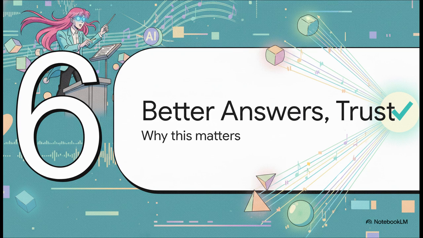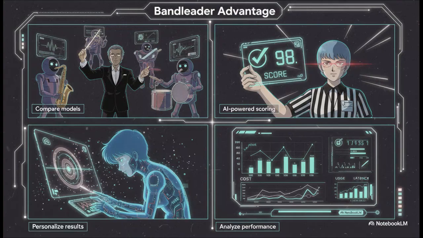So, let's pull this all together. What's the real point of all this? Why conduct a whole AI orchestra instead of just playing a solo? Well, it really boils down to two things: getting much better answers and having much greater trust in them. The advantage here is pretty clear. You get to compare the world's best AI models against each other in real time. You have an AI-powered referee finding the best, most trustworthy answer for you automatically. You can even personalize that referee to match your own voice. And you get all the data you need to fine-tune your strategy.